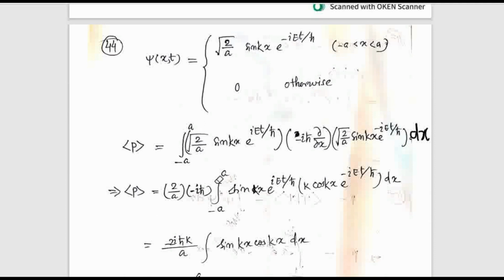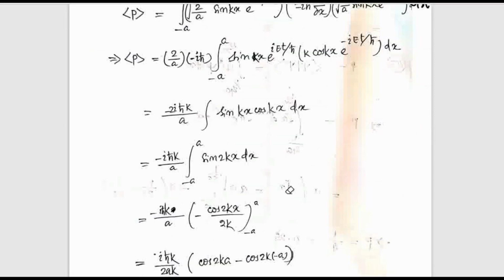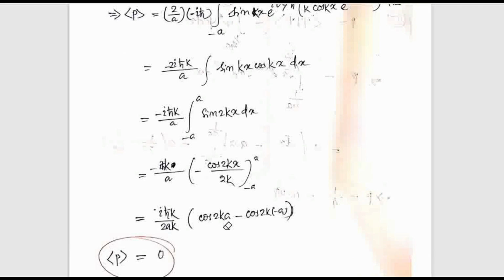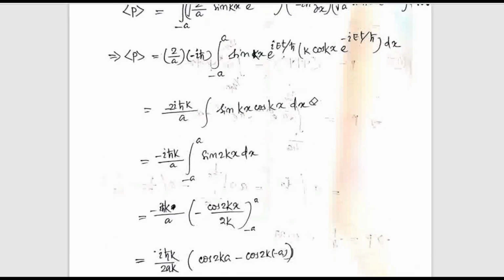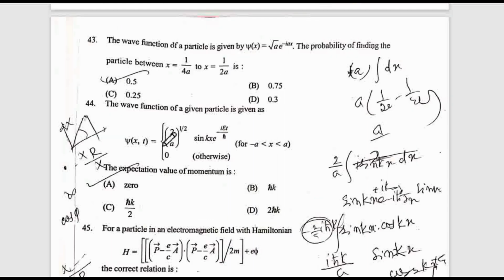So you make the complex conjugate and multiply it with the wave function, but before that you have to differentiate with respect to x, because the momentum operator is present before the wave function. Do the calculation and you will get 0. You see the solution, this is the procedure. An actually easy question.